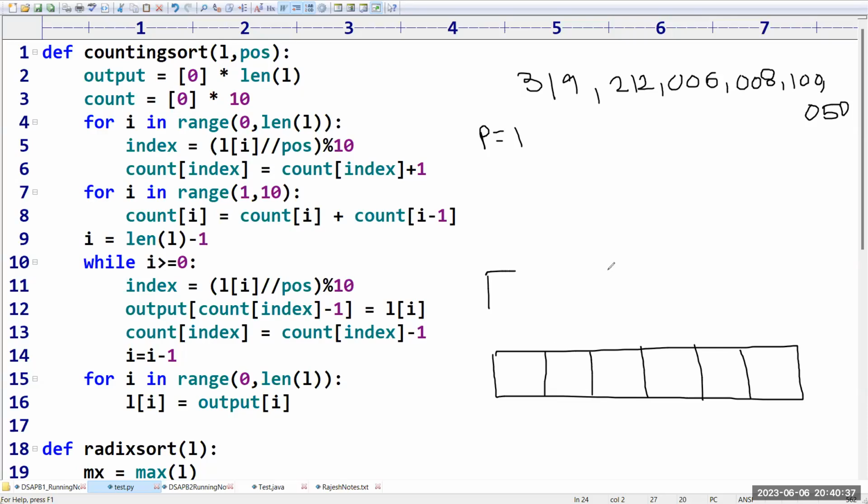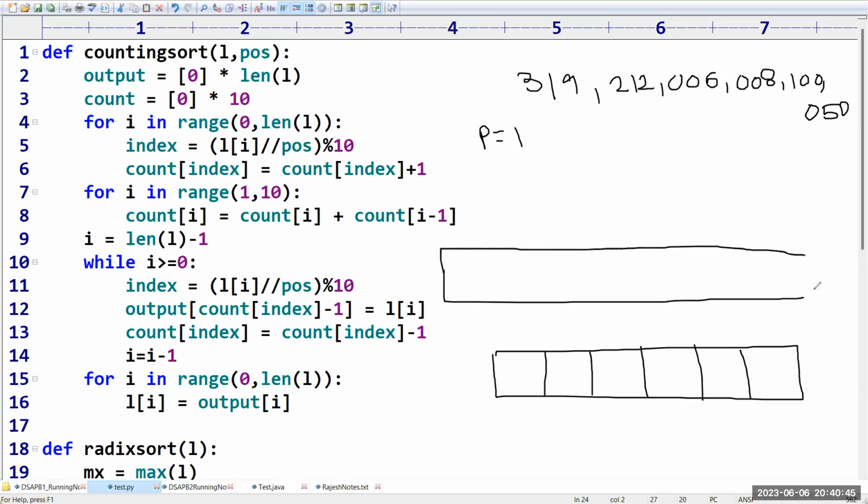And I will create a count array. So how many elements will be there? We have to take 10 elements. With those 10 elements, I am creating an array: 0th location, first location, second location, third location, fourth, fifth, 6th, 7th, 8th, 9th location. So 0, 1, 2, 3, 4, 5, 6, 7, 8, 9. Like this we will have.